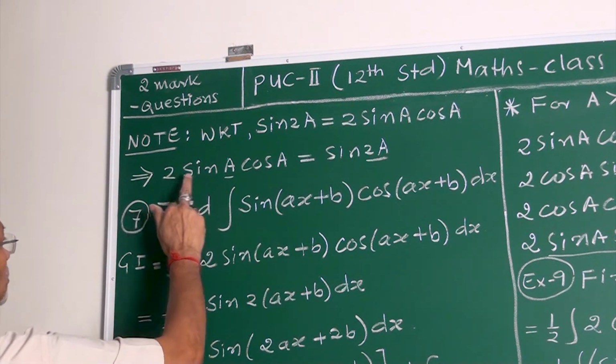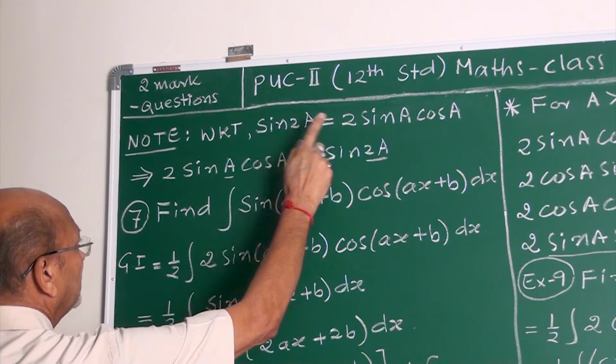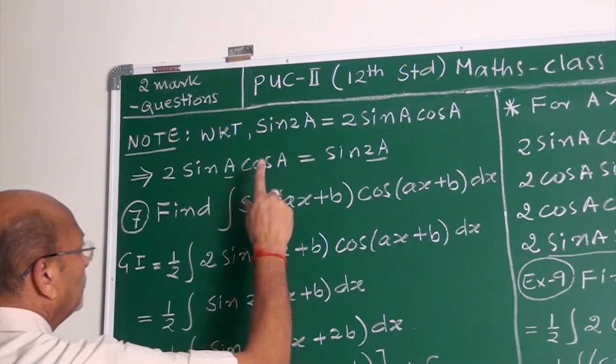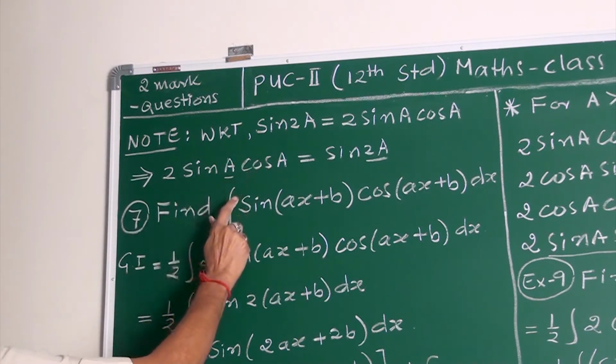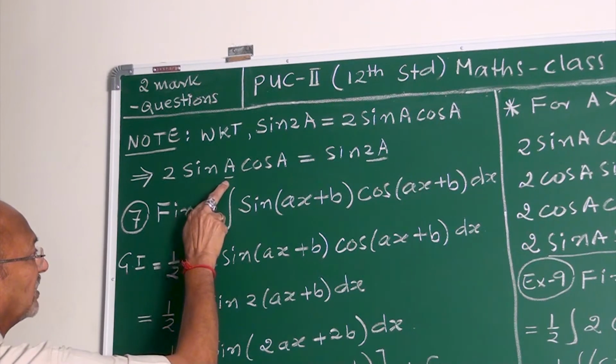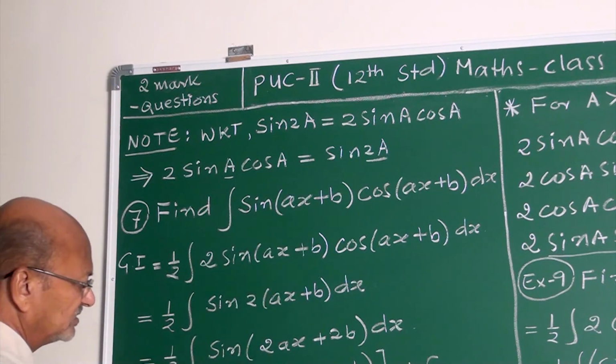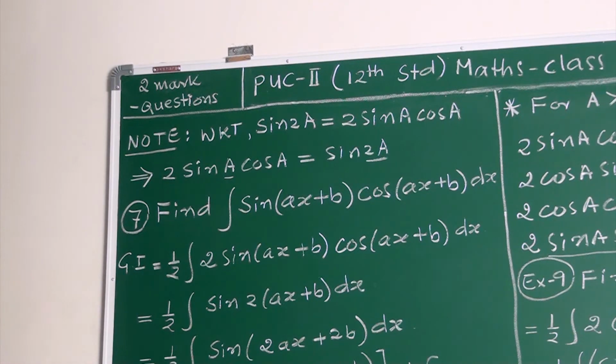We can write 2 sine a cos a is sine 2a. The 2a on the RHS becomes a. If you reverse it, 2 sine a cos a is equal to sine of 2a, 2 times the angle. This is your standard example in your textbook, my friend.